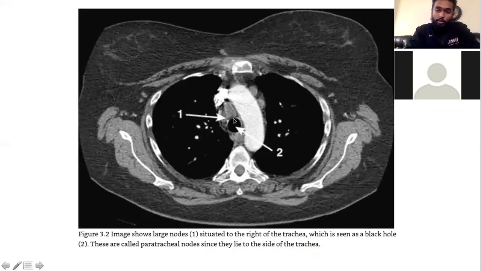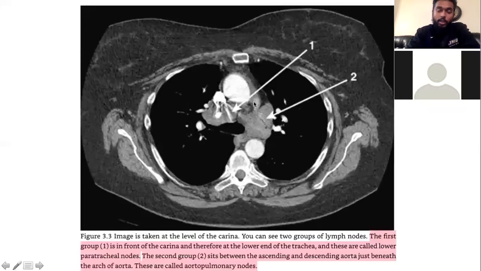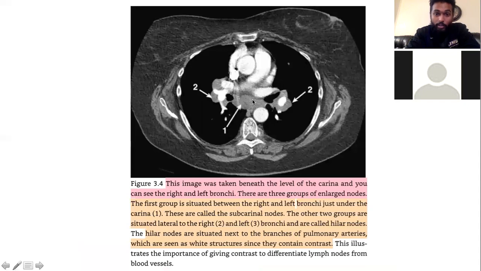So those are the areas where you're going to have lymph nodes. Around your trachea, those are tracheal lymph nodes. Underneath the aortic arch, aortopulmonary lymph nodes. In front of and underneath the carina, carinal lymph nodes. And surrounding the bronchi as they go off, those are your hilar lymph nodes, and they look like the same color contrast as muscles.